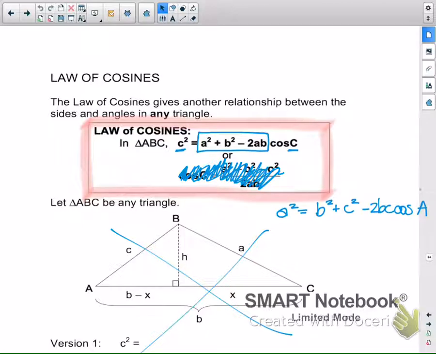Alternately, if I wanted to have a version solve for B, it would be a B squared here. It would end with cosine of B. And what letters would be in the middle there?